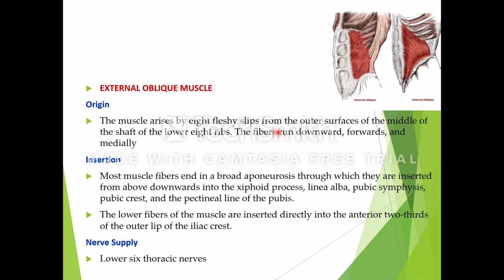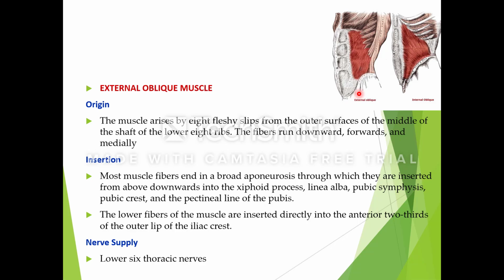The fibers will run downwards, forwards and medially. This is the direction of the fibers of the external oblique muscle. When the external oblique muscle comes downward, forward and medially, these fibers end up in a broad aponeurosis through which they are inserted on the linea alba. From above downwards, first of all, they will insert over the xiphoid process and the linea alba and the pubic symphysis and the pubic crest and the pectineal line of the pubis.